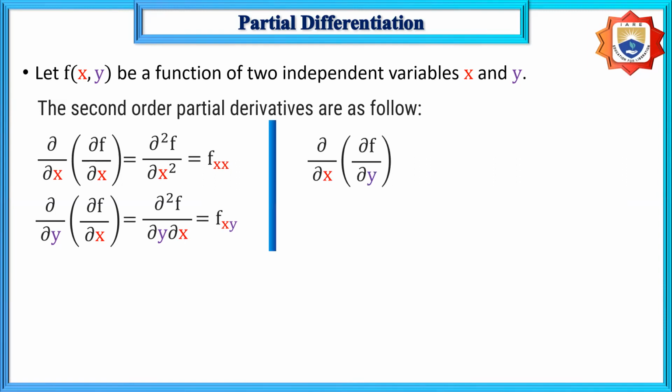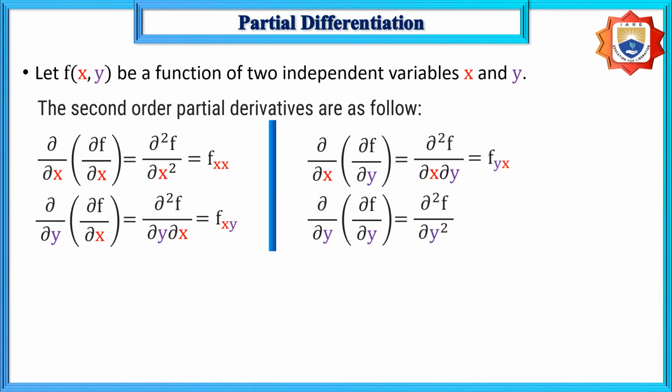Similarly, dou by dou x of dou f by dou y is equal to dou square f by dou x dou y, or it is fyx. And dou by dou y of dou f by dou y means dou square by dou y square. Here y appears two times, therefore you consider y twice. That means the second order partial derivatives are of four types: one is fxx, second is fxy, third is fyx, and fourth is fyy.